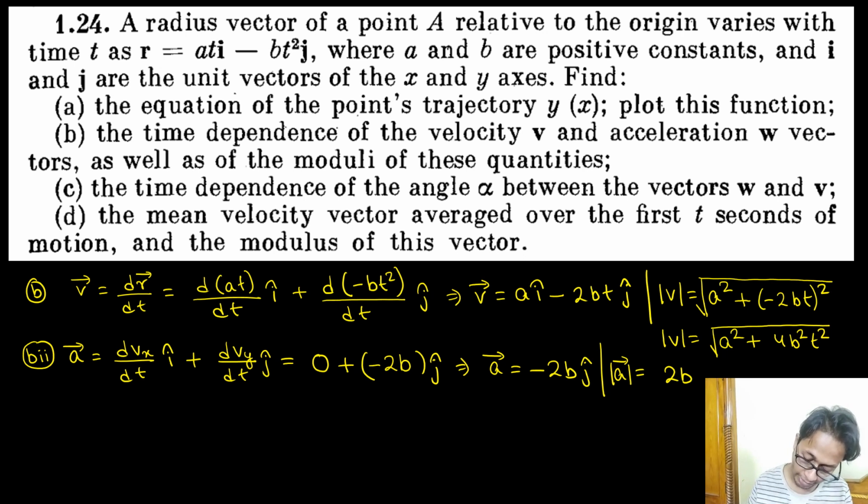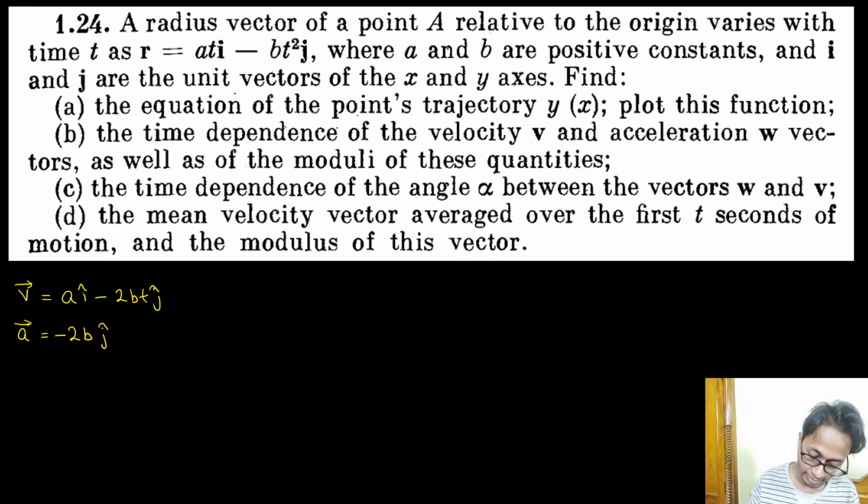The magnitude of acceleration is only 2b out here. Part C of the question: the time dependence of angle alpha between the vector W and V. Whenever time dependence is asked, that means we need to find out the vector dot product. That means the vector dot product of acceleration A and V, A dot V.